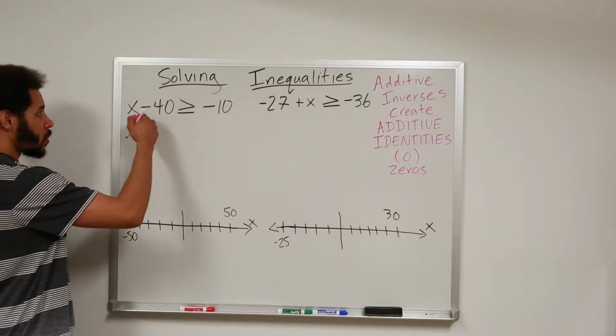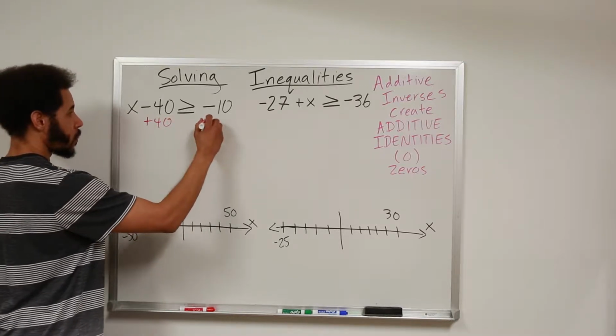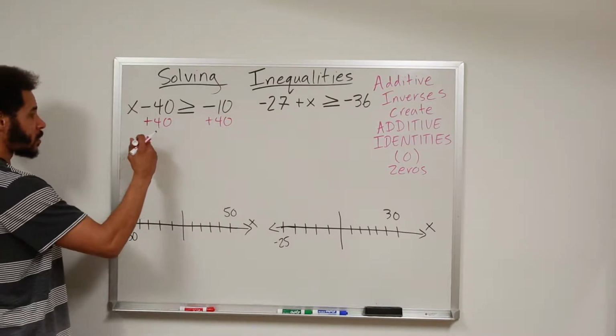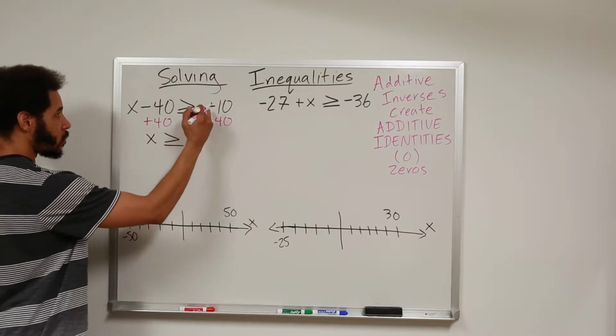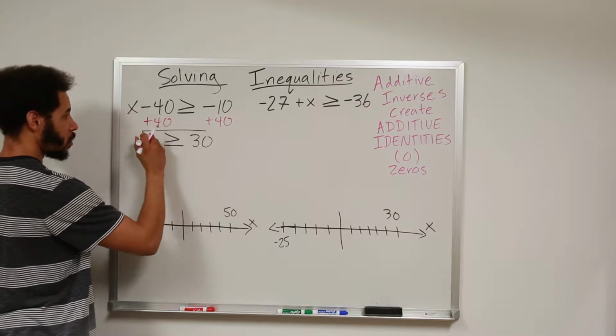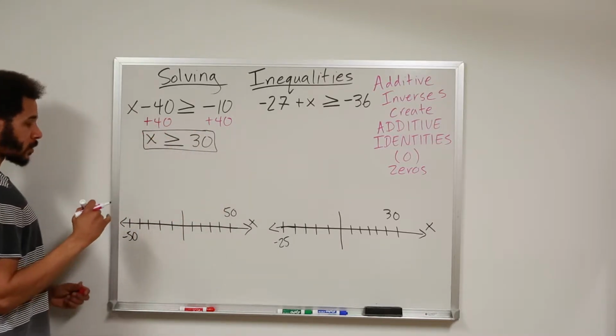To make a 0 here, if 40 is being subtracted, we're going to add 40 and do the same thing over here. We now have x plus or minus 0 must be greater than or equal to -10 plus 40 is 30. This is our set of solutions. X is greater than or equal to +30.